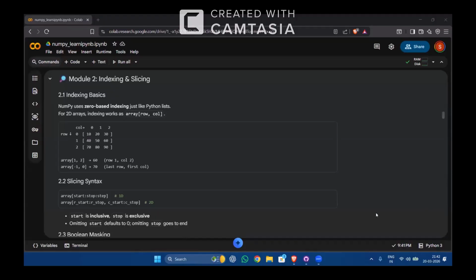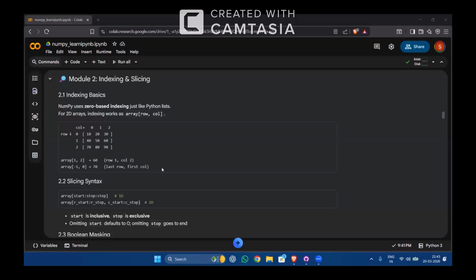In the example, you can see that array of 1, 2 is 60. That is second row, third column, the value 60, right? And what is -1, 0? The last row, first element. What is the last row? 70, 80, 90. And the first element is 70. Is it clear?